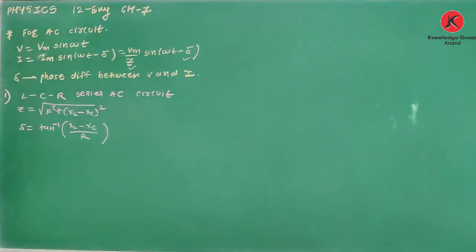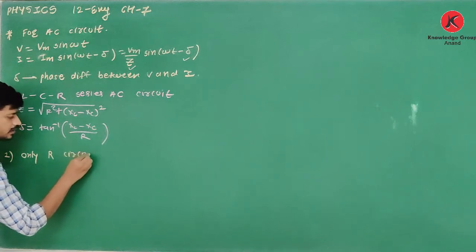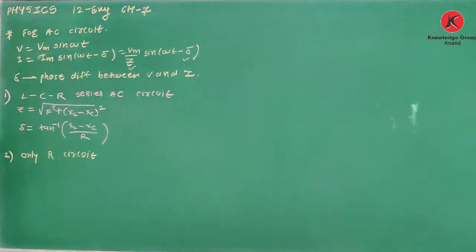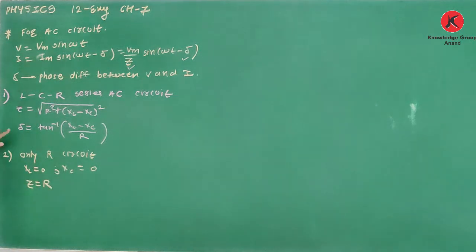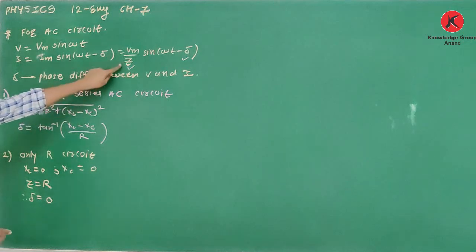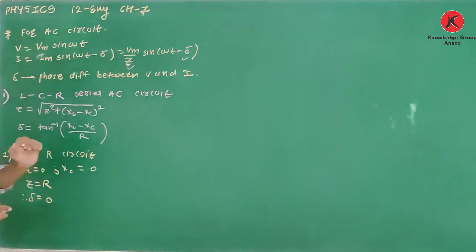For example, if I am taking only a resistive circuit, then for only a resistive circuit, XL is equal to 0 and XC is also 0. So what is the value of Z? Impedance Z is equal to R. With XL 0 and XC 0, del is tan inverse 0, so del is also 0. Simple. So for only a resistive circuit, Z is equal to R and del is equal to 0. Here you have to put Z is equal to R and del is equal to 0.